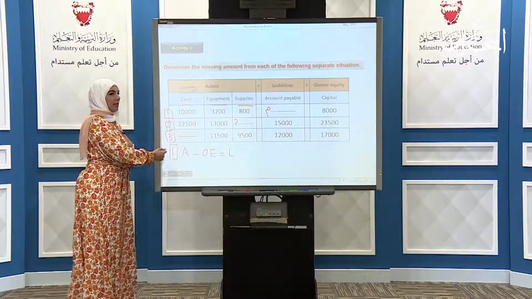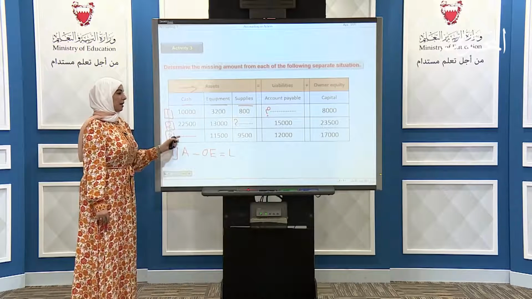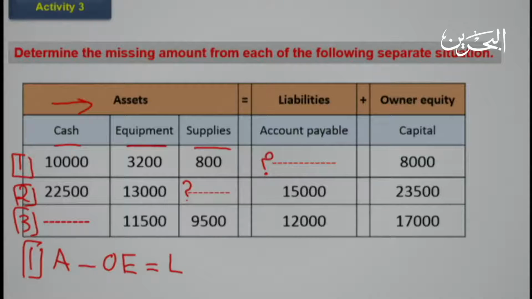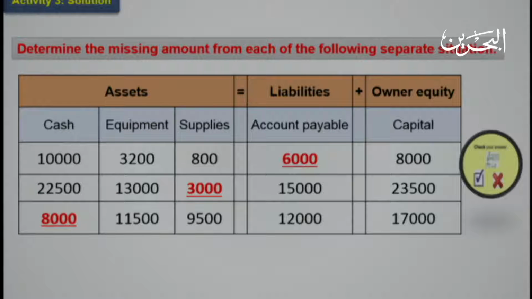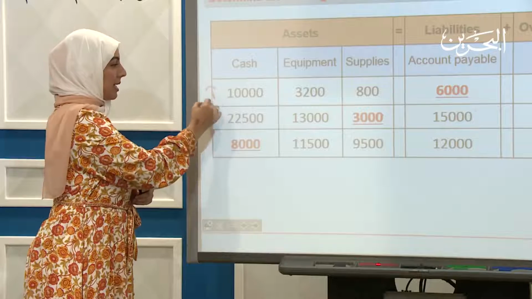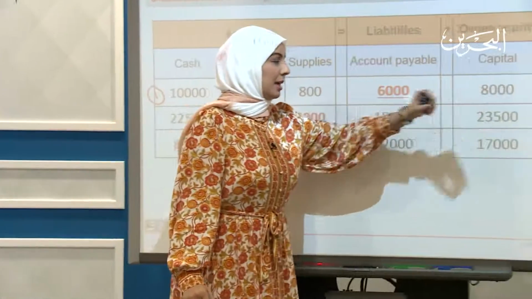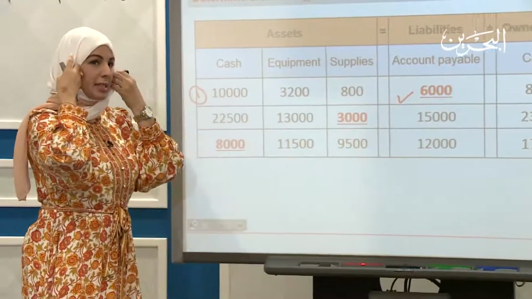After explaining the first one, can you guess, my dear student, how can we get the figure in the second and the third example? After you think, my dear student, about the missing figure, let us see how can we find the missing figure. As we say, for the first one, I take the total assets and I subtract the owner equity 8,000 from it, and I get the liability of 6,000.